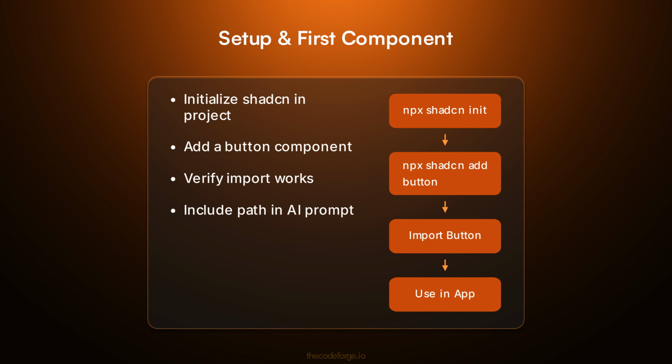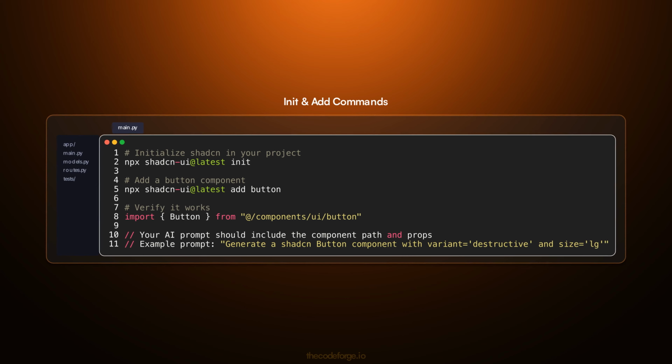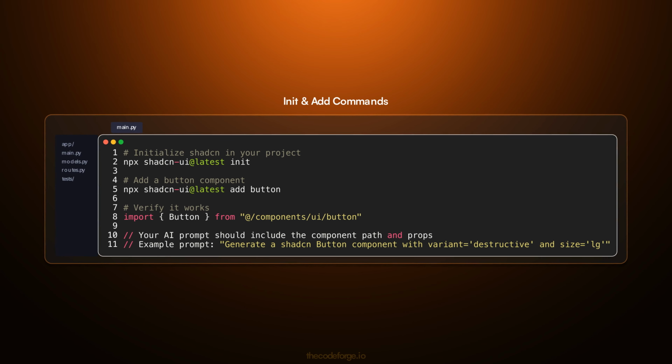Then, add a button component. Always run the add command before generating AI code so dependencies are installed and imports resolve. Run these commands in your terminal. The init command sets up your config and add installs the component. Then you can import Button and use it. Your AI prompt should reference the correct import path.